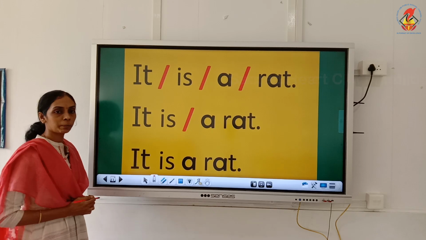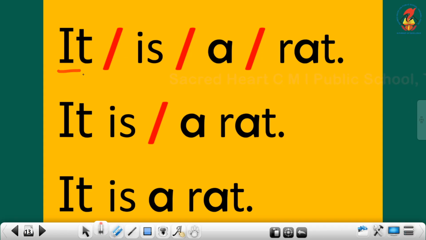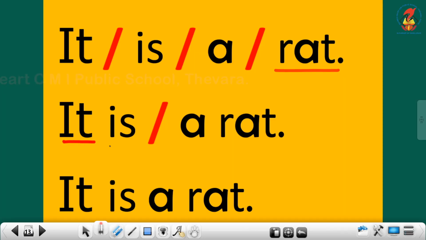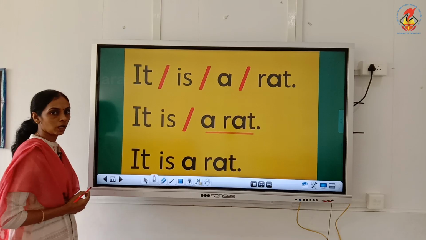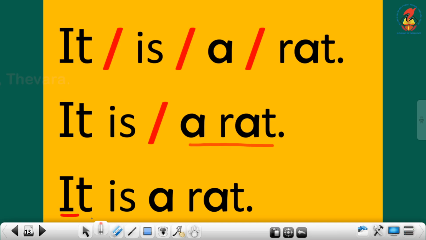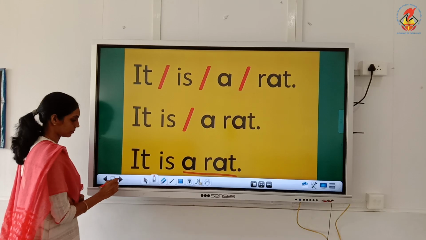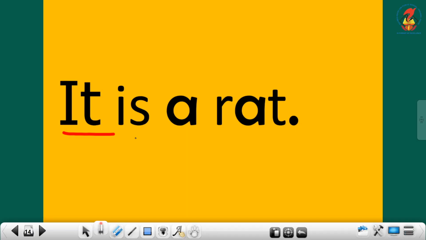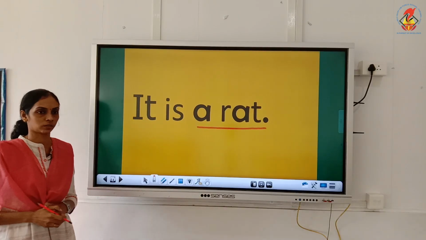How do we read word by word? It is a rat. Now let us join two words and read. It is a rat. How do we read the sentence? It is a rat. Children, how do we read this sentence once more? It is a rat. Very good.